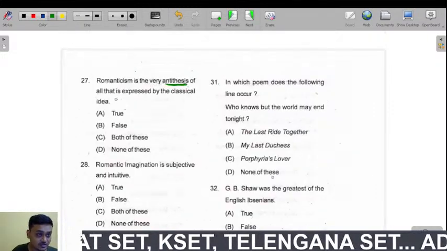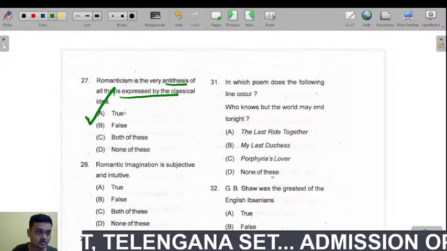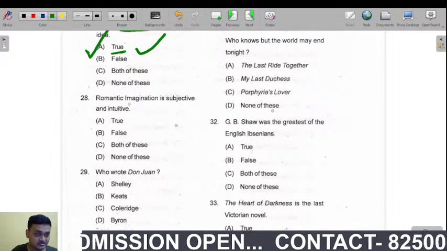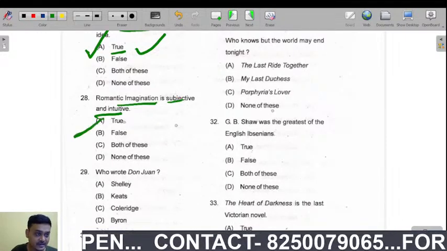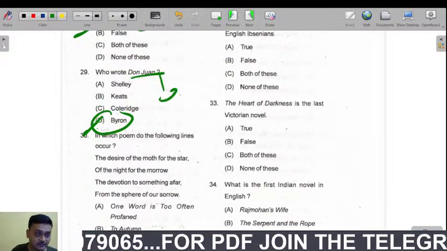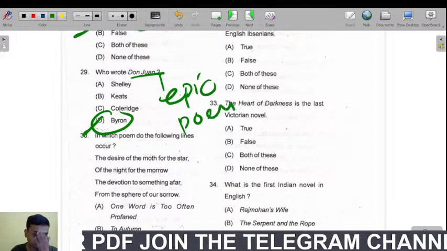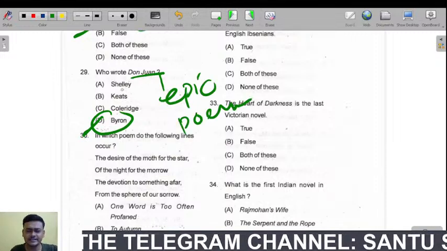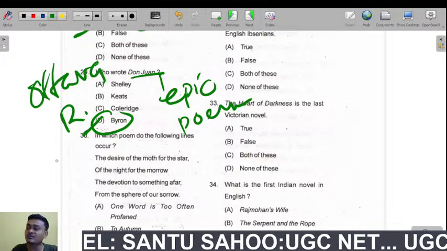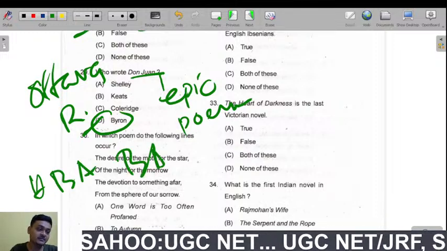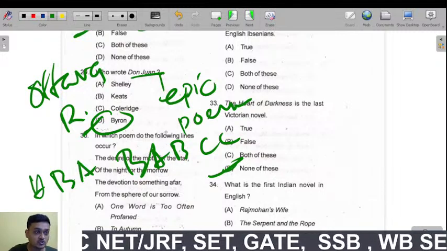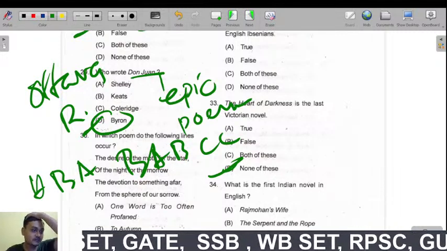Romanticism is the very antithesis of all that is expressed by the classical idea. Very true. Romanticism is subjective; romantic imagination is subjective and intuitive. Don Juan by Byron, an epic poem, is written in Ottava Rima. And what is the rhyming scheme of Ottava Rima? It is ABABABCC. Don Juan, epic poem, Ottava Rima, by Byron.